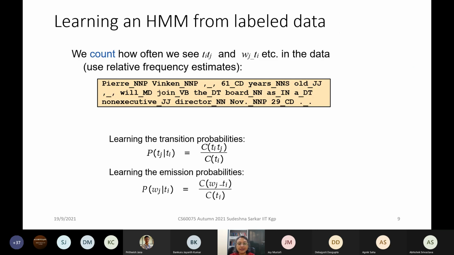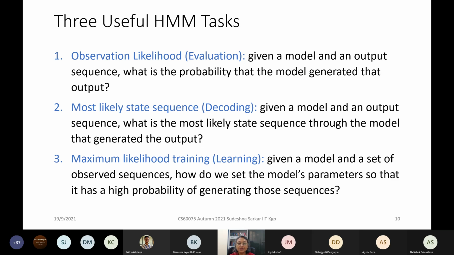Now, as we said, if we are given labeled data, we can learn these probabilities corresponding to the transition probabilities and the emission probabilities. And we also said that there are standard three tasks which people do on hidden Markov model. One is, given some data, finding out what is the likelihood of that data. For example, if you are given two different interpretations, we can find out which one is more likely.